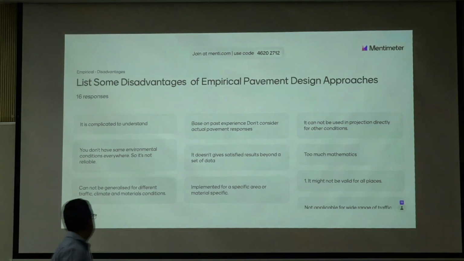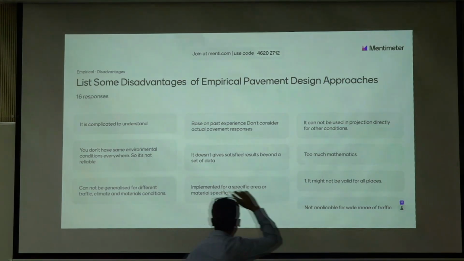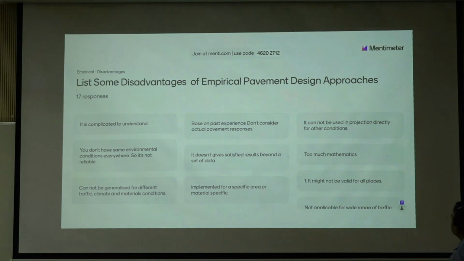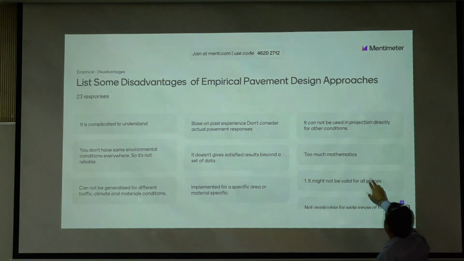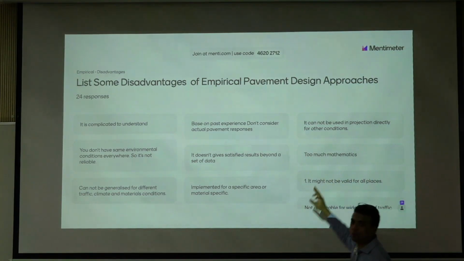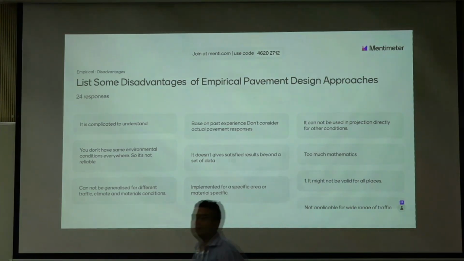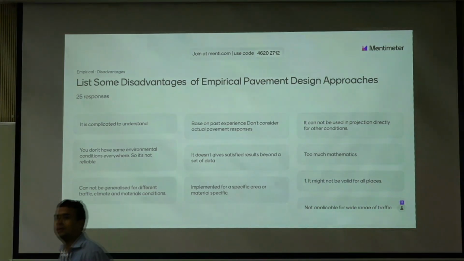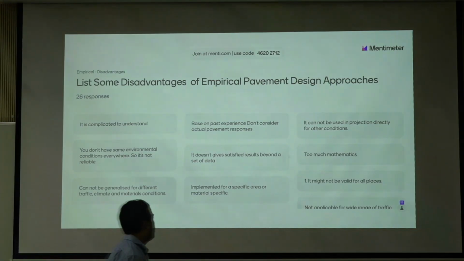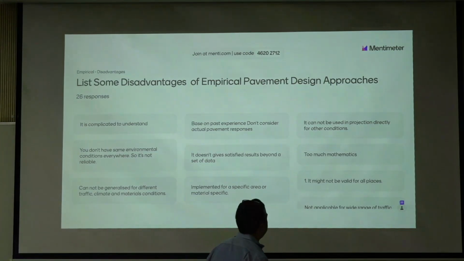Cannot be generalized for different traffic, climate, and material conditions; implemented for a specific area or material specific; too much mathematics. Actually, it's not, because we're talking about empirical. It's mostly based on performance curves and stuff like that. So trends. So that is actually not correct. Might not be valid for all places. Wide range of traffic.